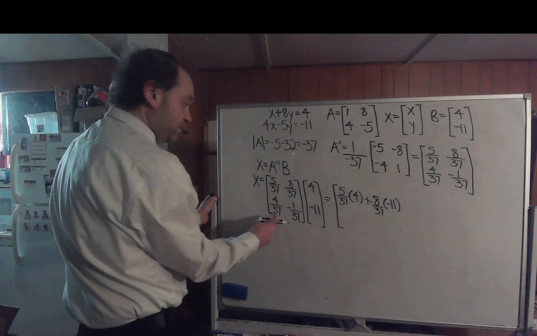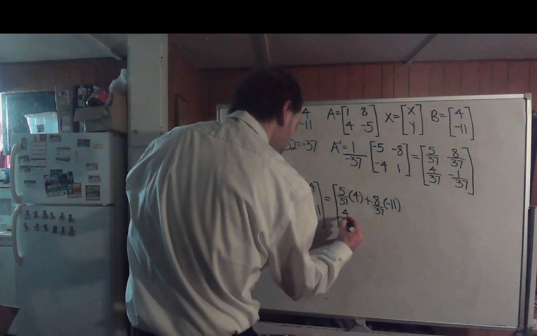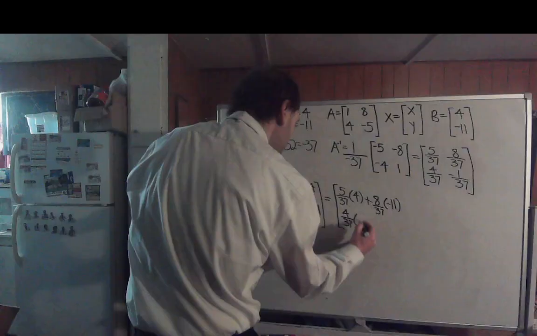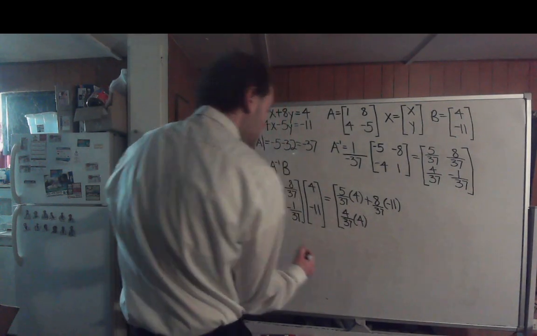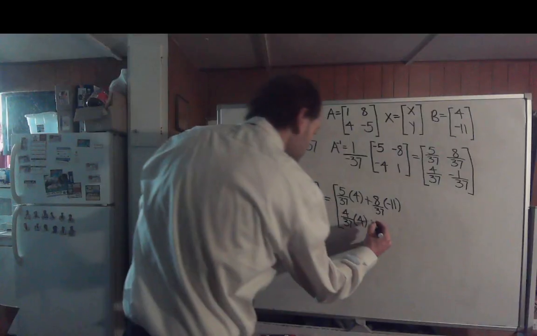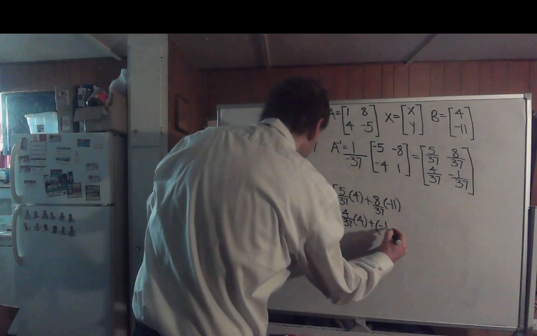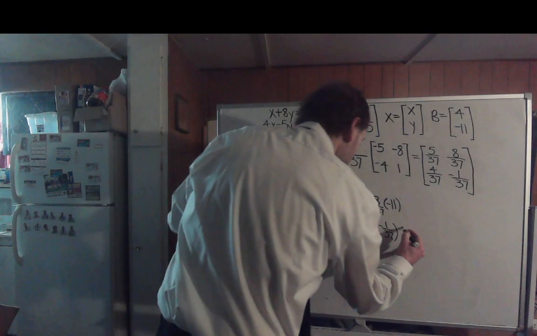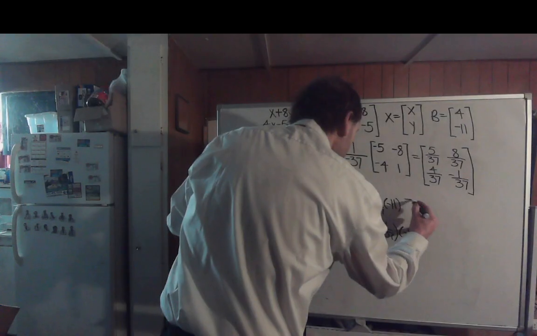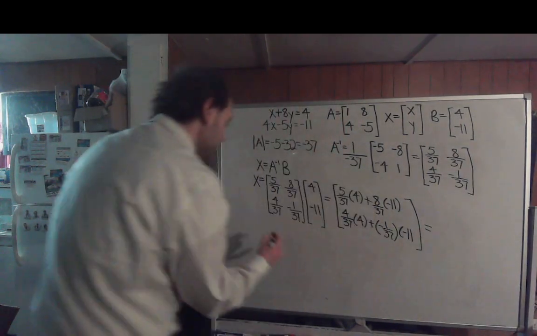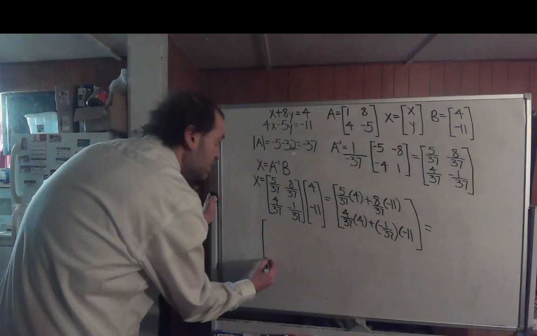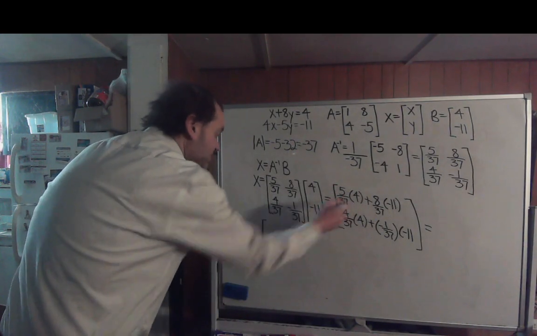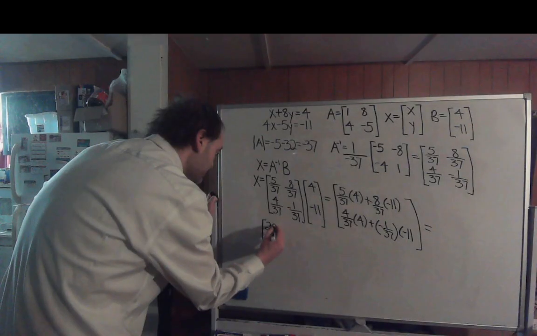Then you'll have 4/37 times 4 plus your negative 1/37 times that negative 11. All right, so let's simplify a little more. This would give you 5/37 times 4 is 20/37.